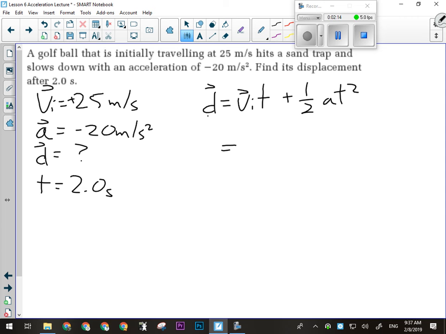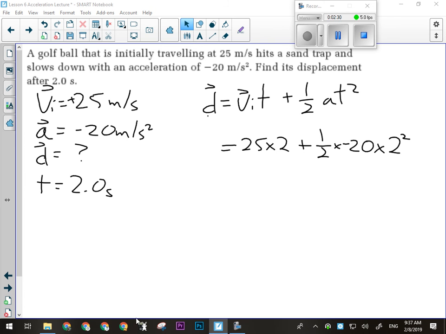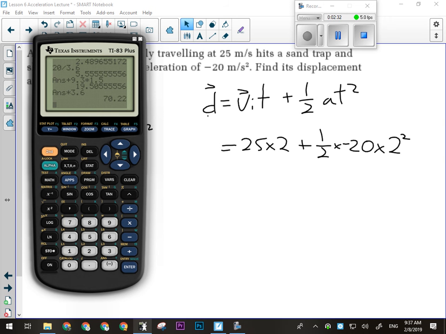They told me the initial velocity is 25 meters per second. Okay, this happens for 2 seconds. Then 1/2 times the acceleration, which was negative 20, times the time squared. So times 2 squared. Okay, everybody all right with what I've done there? All right, so we have 25 times 2, which I can't believe I actually typed in, but I did. Okay, times 0.5 times negative 20.